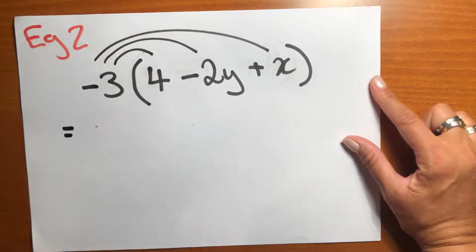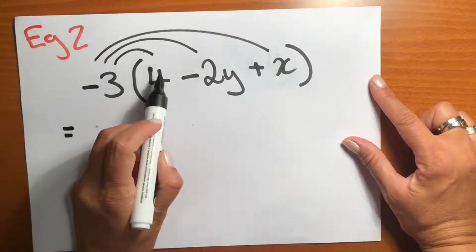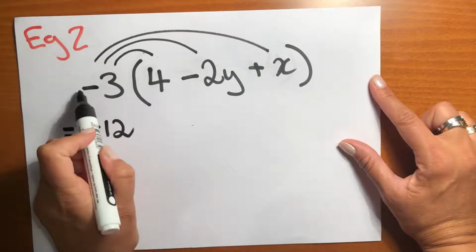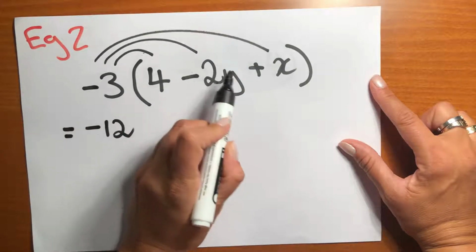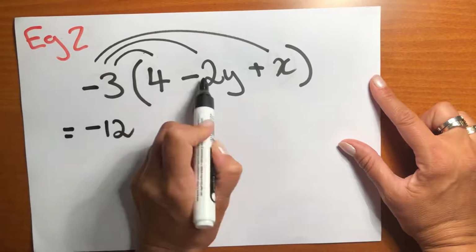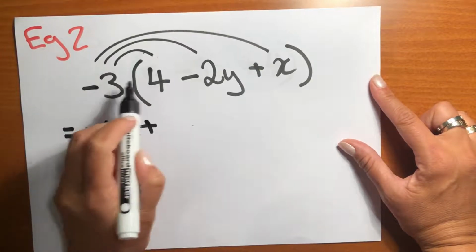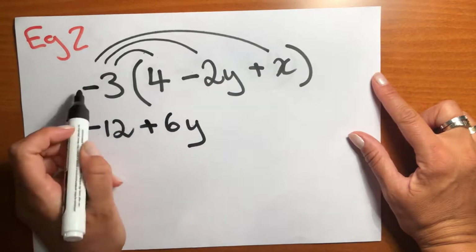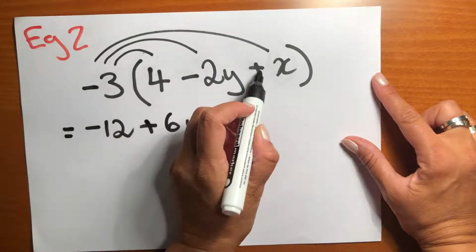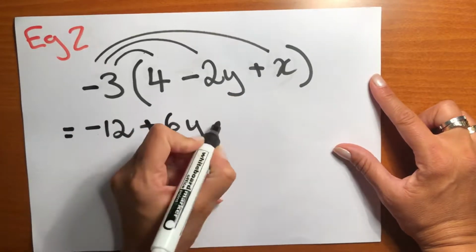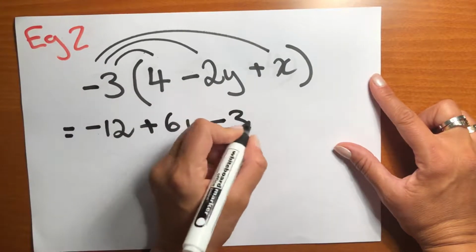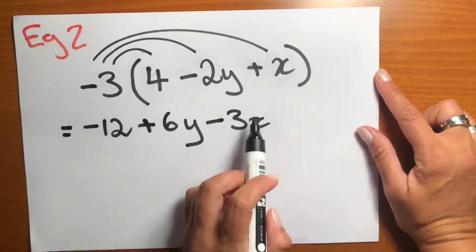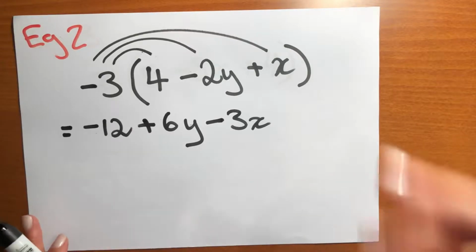So equals on the left, negative 3 times 4 is a negative 12. Negative 3 times negative 2y, so a negative and a negative is a positive, and then you go 3 times 2 is 6, and y goes on the end. Then you've got negative 3 times a positive x, so one of each is always a negative answer, and it's just negative 3x. When you often have more than one term, you do check to see if you can collect any like terms.